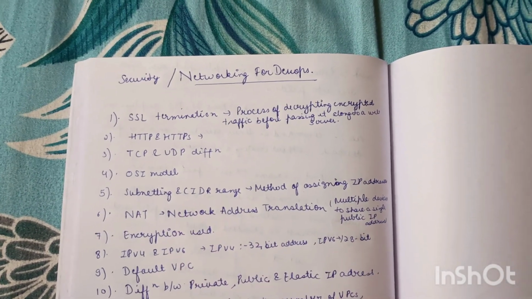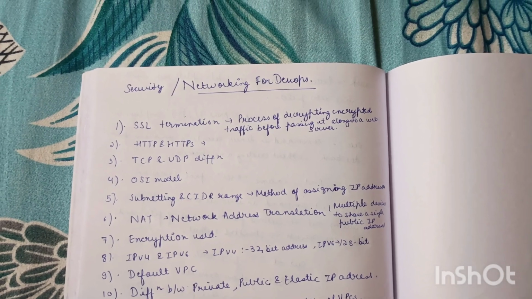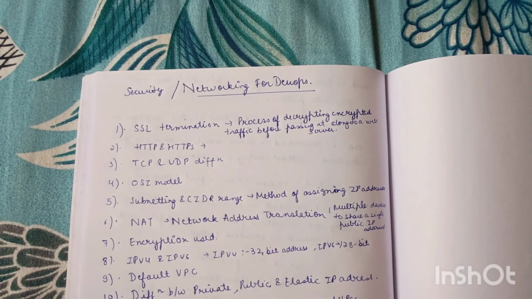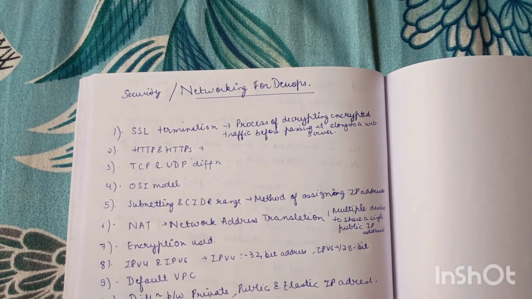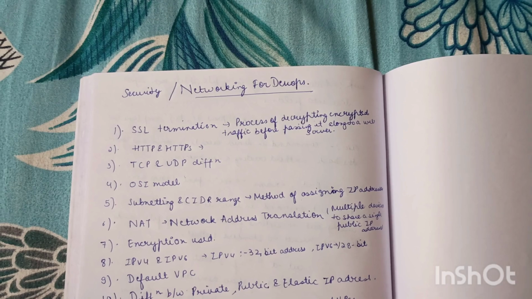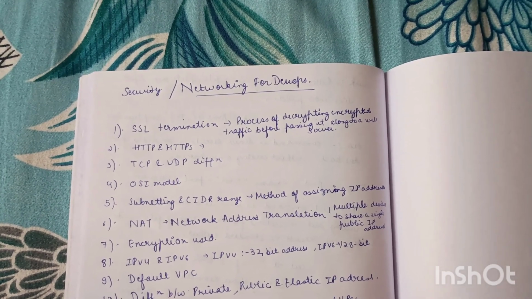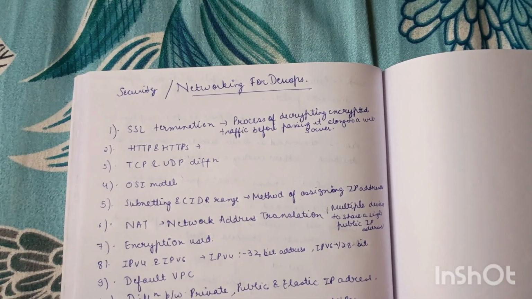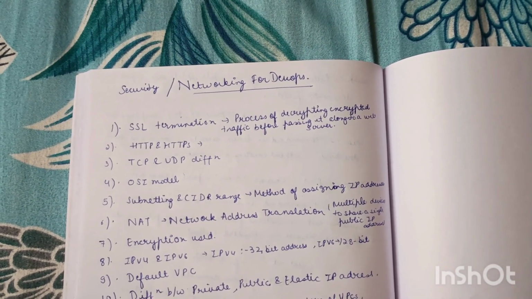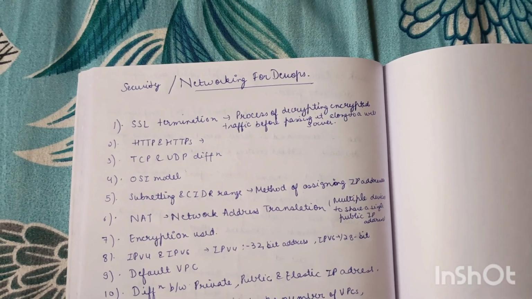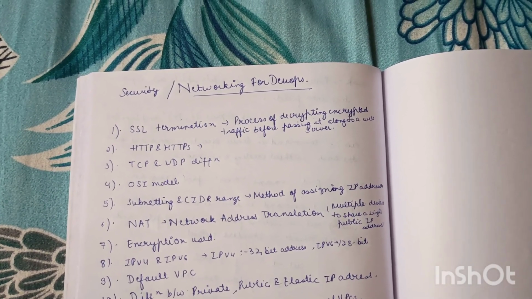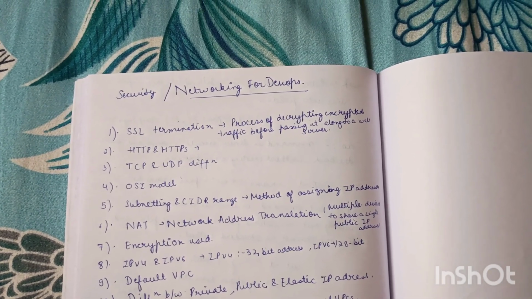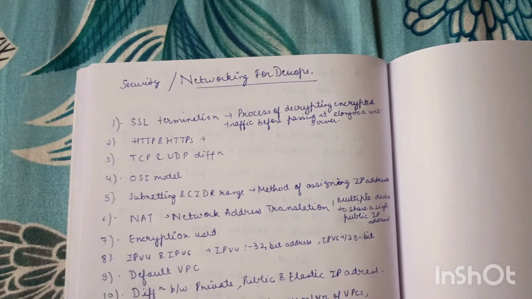Then what is the OSI model? You should know what each layer is used for. You can make a formula or something like that so that you can remember the order. First is the application layer, then presentation layer, then session layer, then transport layer, then network layer, then data link layer, then physical layer. So the physical layer is the innermost layer.